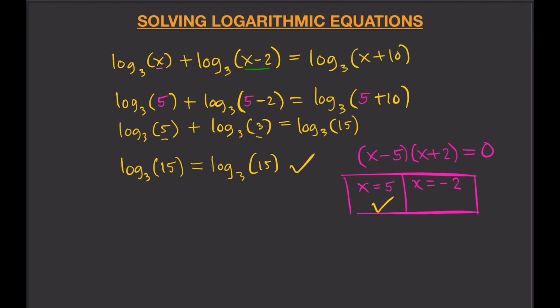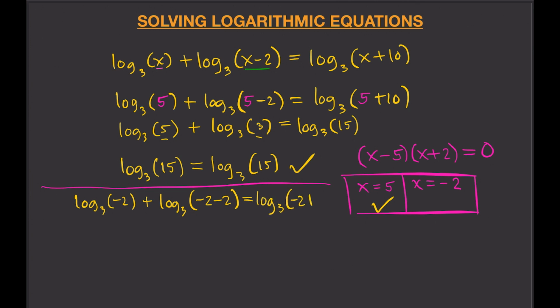Now how about negative 2? Okay, let's do negative 2. So that will be log base 3 of negative 2 plus log base 3 of negative 2 minus 2 equals log base 3 of negative 2 plus 10. And right off the bat, we can see that there's something wrong here, because we can't have a logarithm of a negative number.